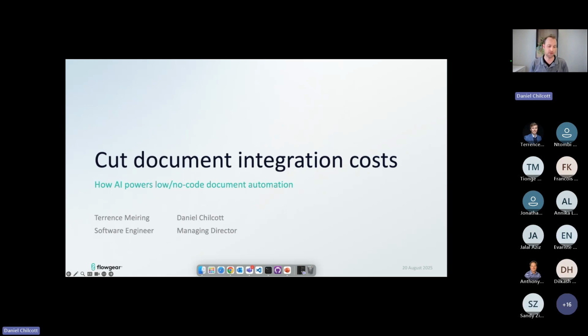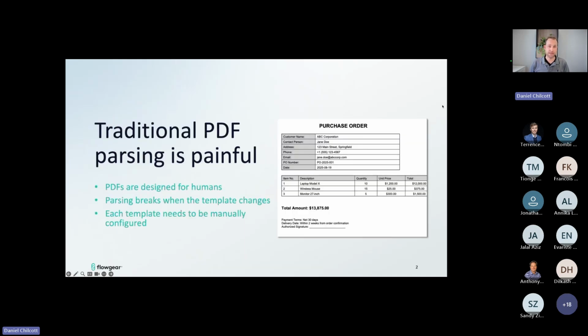Today, we're talking about a somewhat mundane but extremely relevant topic. My name is Daniel Chilcott. I'm Managing Director at Flowgear, and I'm joined today by Terence Meyering, who is one of our software engineers responsible for the connectors team. So what we're talking about today is ways that you can automate document integration in your business using Flowgear. And particularly what we're talking about is automation around PDF documents.